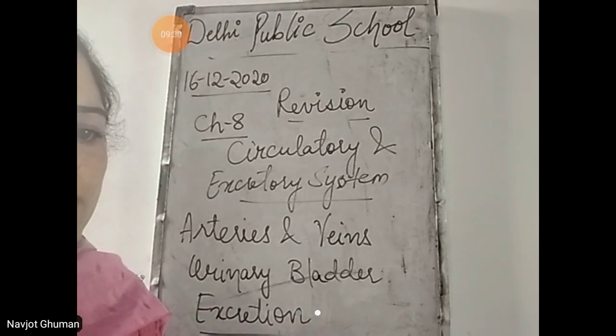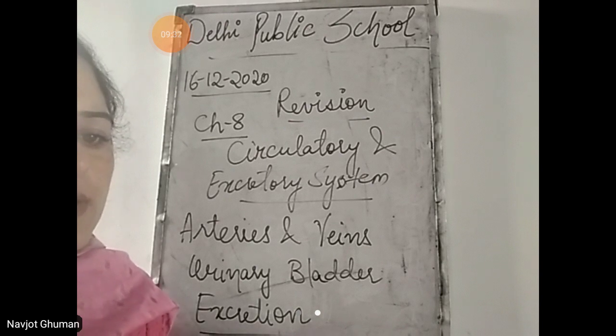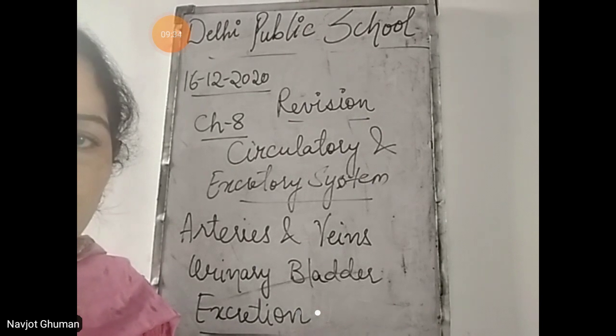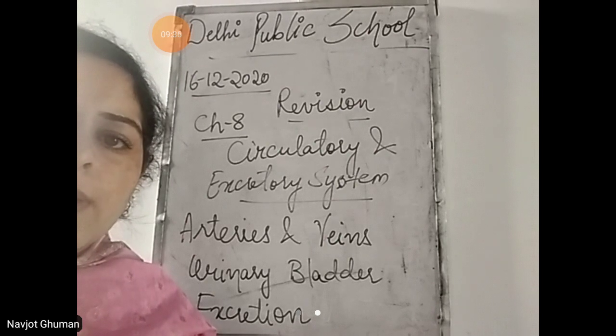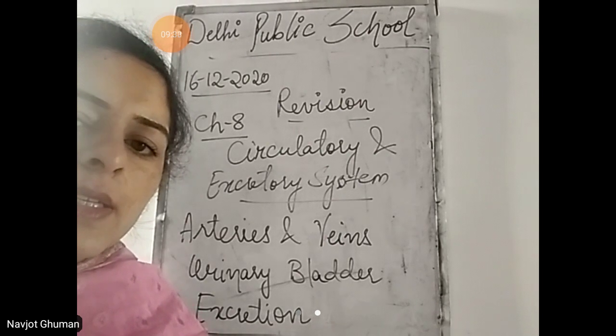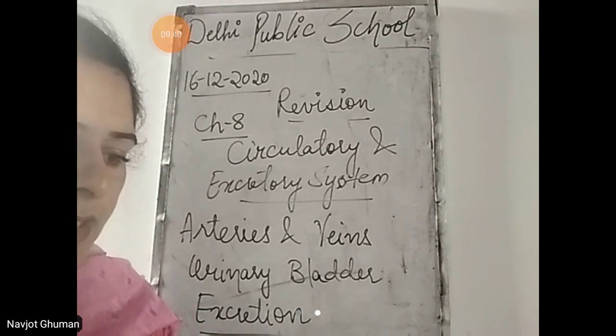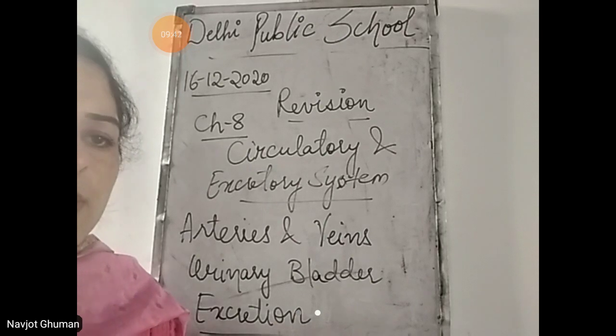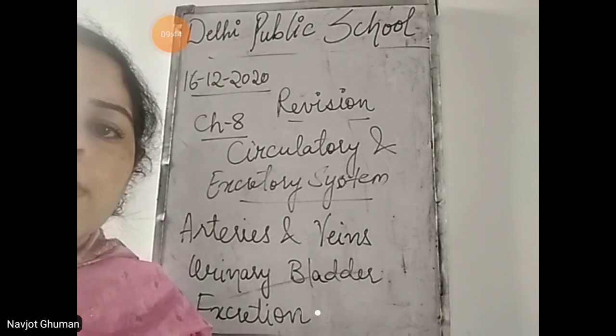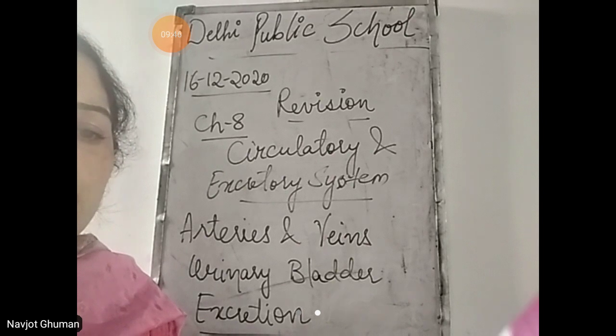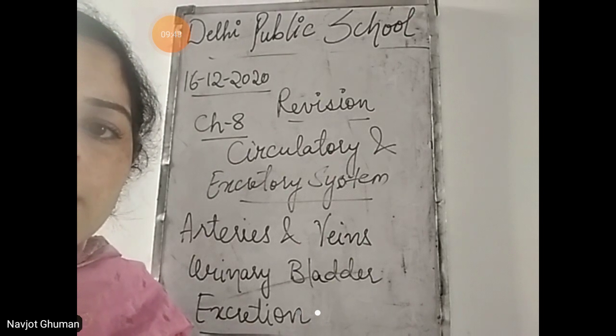Then give 2 examples. Organ systems of the body. We have read about 2 organ systems in this chapter, write them. Circulatory and excretory. Organs of the circulatory system. Write 2 organs of the circulatory system. One is heart, second one blood vessels.